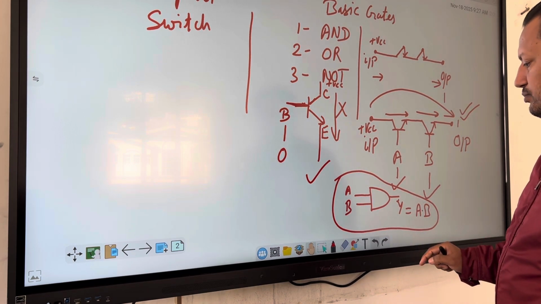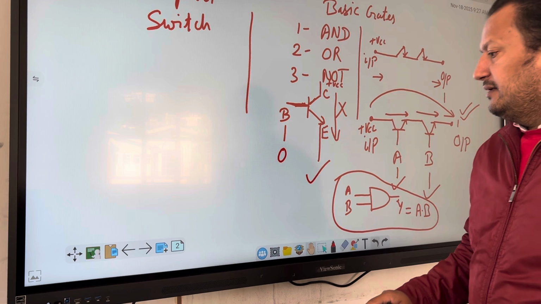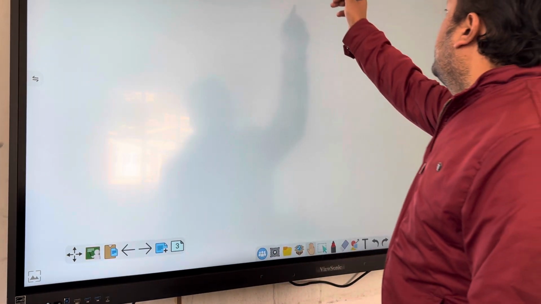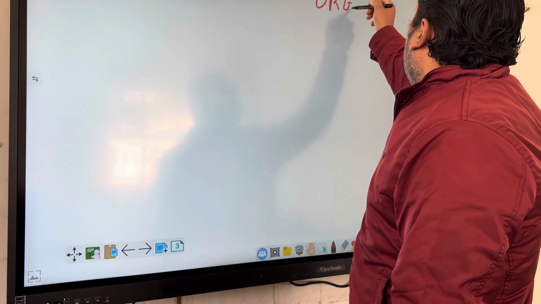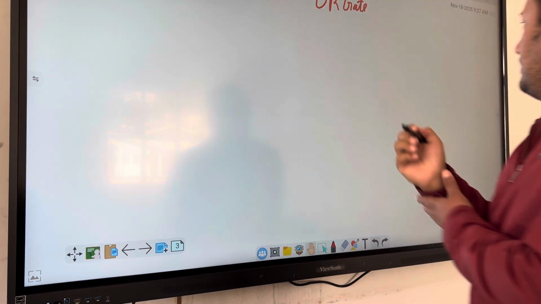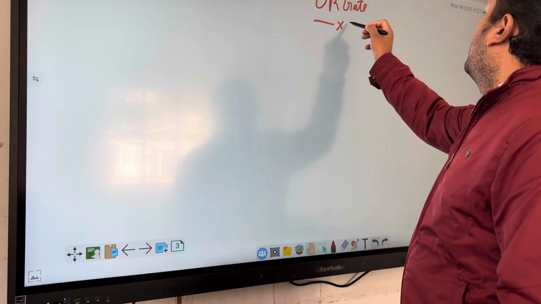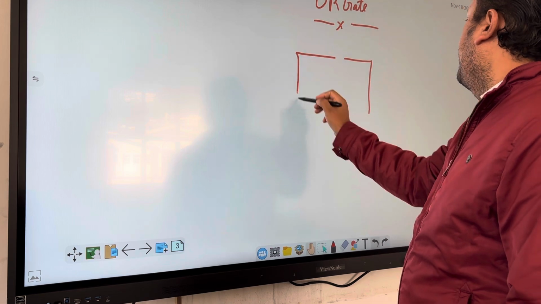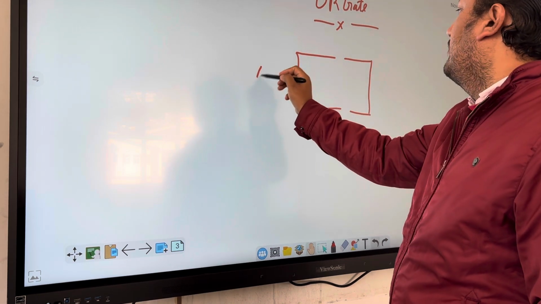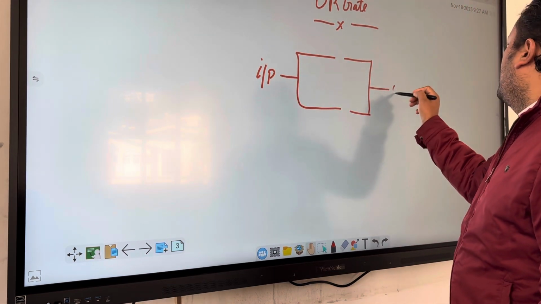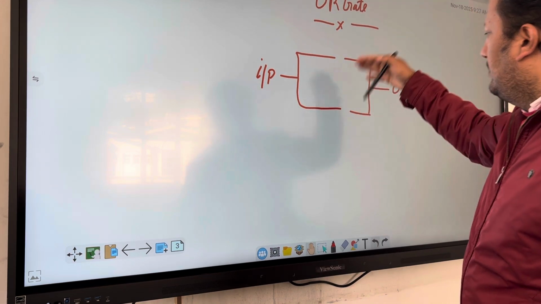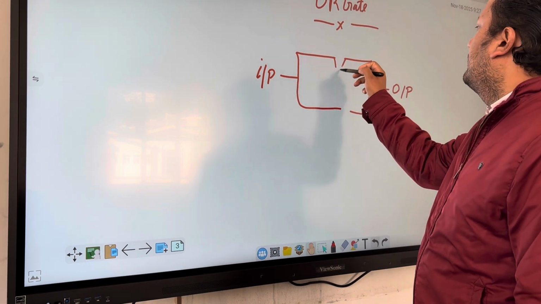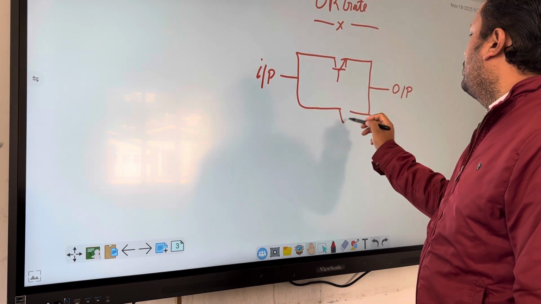Now coming back to the second gate, which is called the OR gate. So when you make an OR gate through transistors, the circuit will look like this. So here you will have your input, here you will have your output, and at 2 places the wire is broken, so you need switches here. So instead of switches, you connect 2 transistors here.